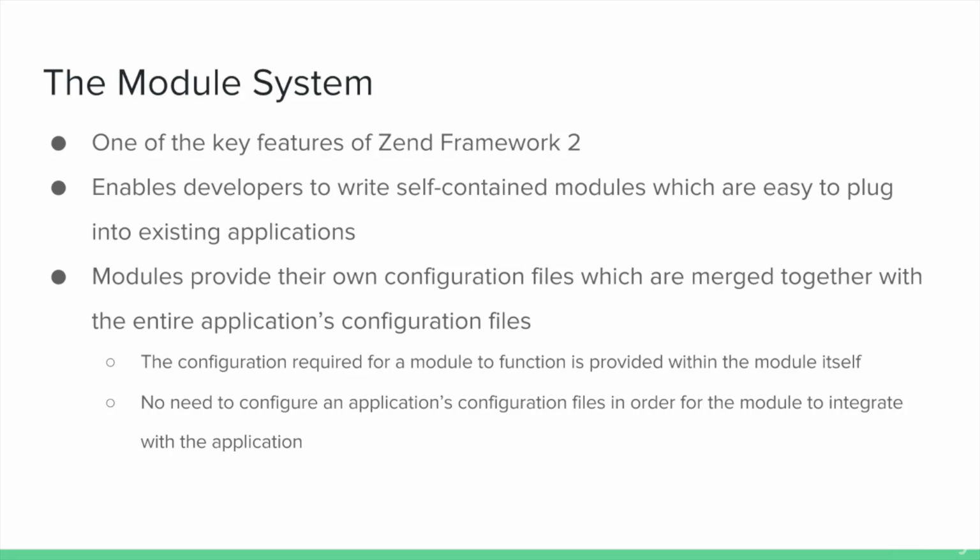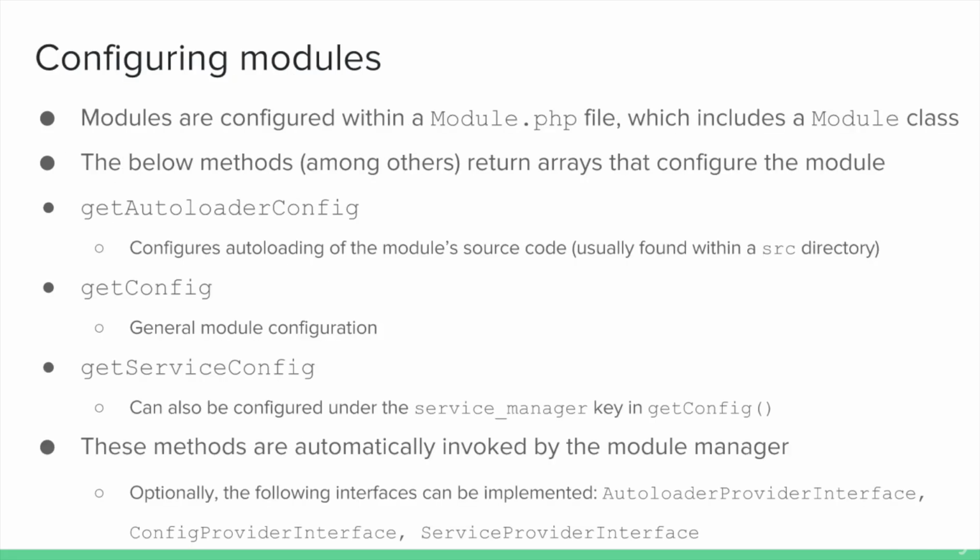The configuration required for a module to function is provided within the module itself, so you don't have a lot of central configuration in the application itself. A module is very self-contained, and as such there's no need to configure an application's configuration files in order for the module to integrate with the application. All you have to do is to make a single change in the configuration just to enable the module. But this is just a simple key in an array, so it's one line.